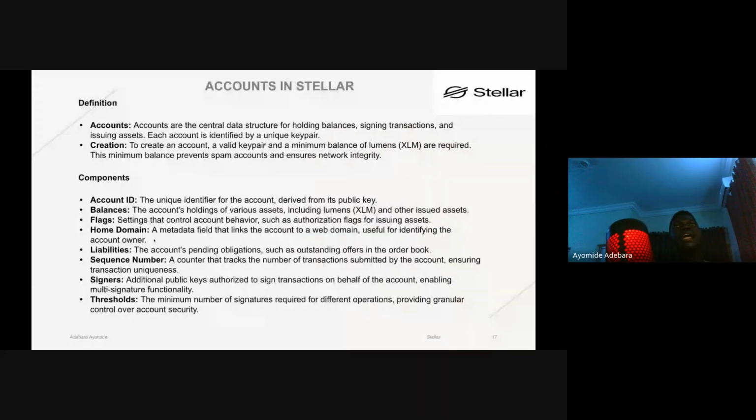Accounts. Accounts are the central data structure for holding balances, signing transactions, and issuing assets. Each account is identified by a unique key pair. Can someone explain to me why it is important that an account includes both the private key and the public key? Anyone willing to just try to explain why an account includes both the private key and the public key?